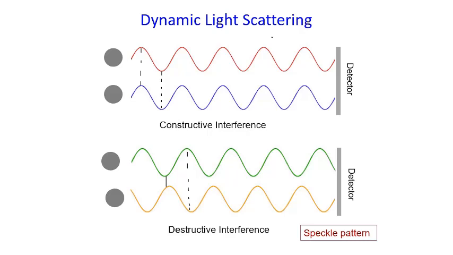So in order to derive that translational diffusion coefficient from this intensity data, we need to see how this intensity varies and what its relation is with the particle size.